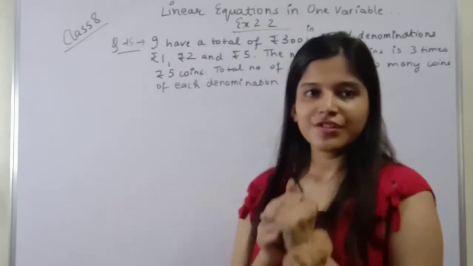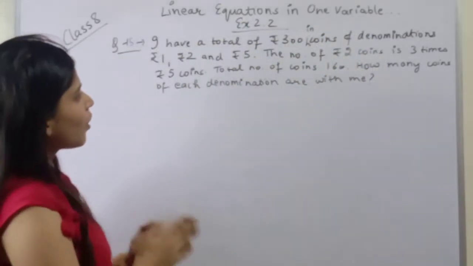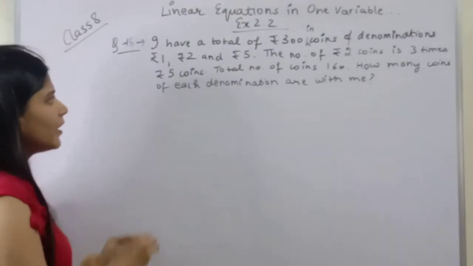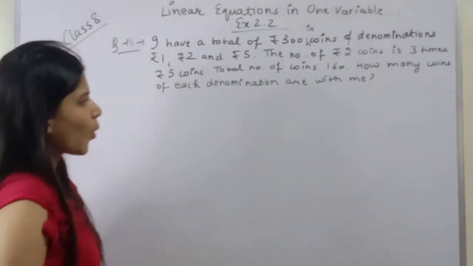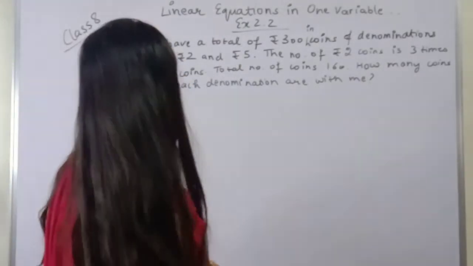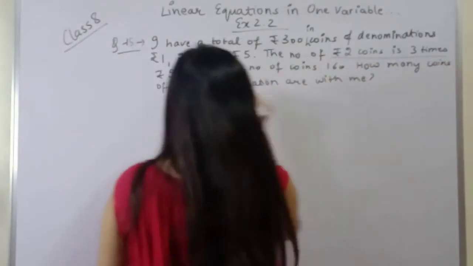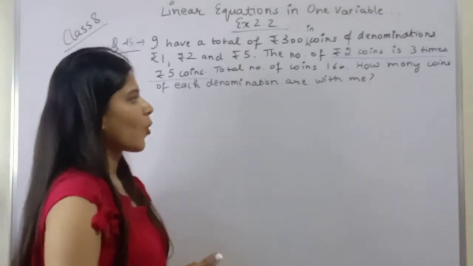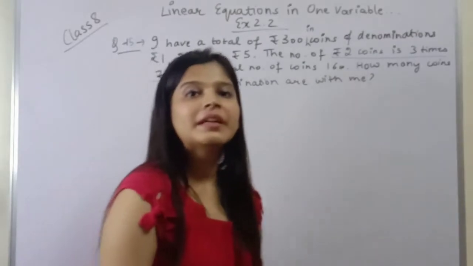So after question number 14, question number 15 says, I have a total of rupees 300 in coins of denominations rupee 1, rupee 2 and rupee 5. The number of rupee 2 coins is 3 times rupee 5 coins. The total number of coins is 160. How many coins of each denomination are with me?